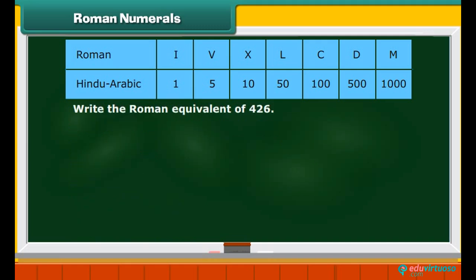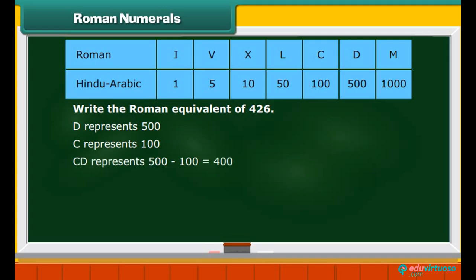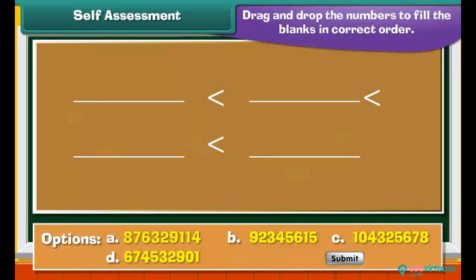Write the Roman equivalent of 426. D represents 500. C represents 100. CD represents 500 minus 100, that is equal to 400. X represents 10. XX represents 10 plus 10, that is 20. Drag and drop the numbers to fill the blanks in correct order.